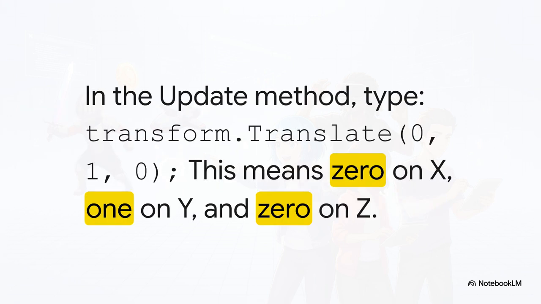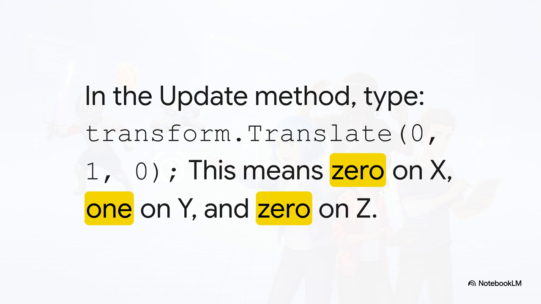Perfect. Now on the next line, still inside our update method, we're going to add the magic. Go ahead and type Transform.Translate, and then open up a set of parentheses. Inside, we need to give it our directions for X, Y, and Z. So, since we decided we want to move up along the Y-axis, we'll type 0, 1, 0. This means 0 movement on the X-axis, move 1 full unit on the Y-axis, and 0 movement on the Z-axis. Then just finish the line with a semicolon.